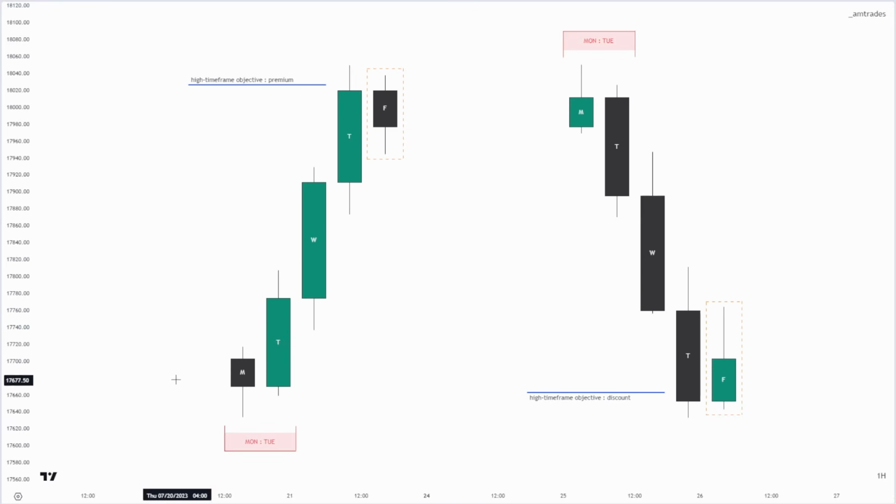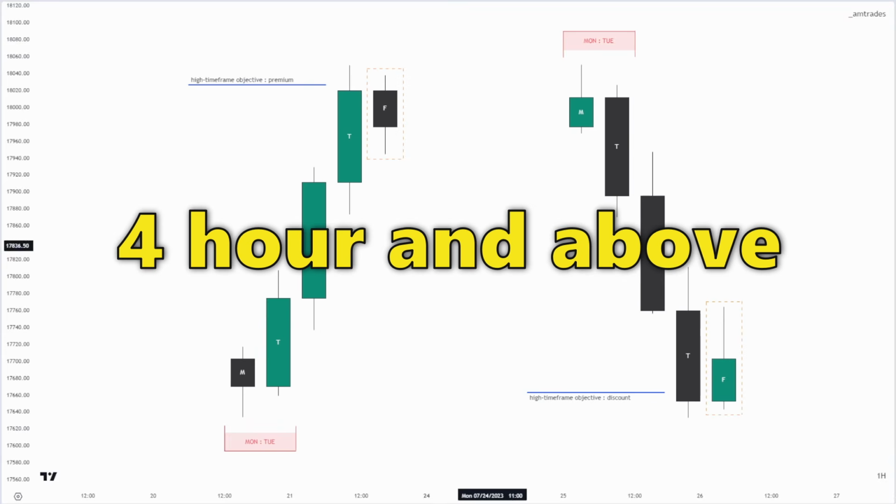The third and final criteria for the setup is that price achieves a weekly higher time frame objective. On a bullish expansion week, we want to see price achieve a premium array, and on a bearish expansion week, we want to see price achieve a discount array. You want to be seeking higher time frame objectives on any chart 4 hour and above.